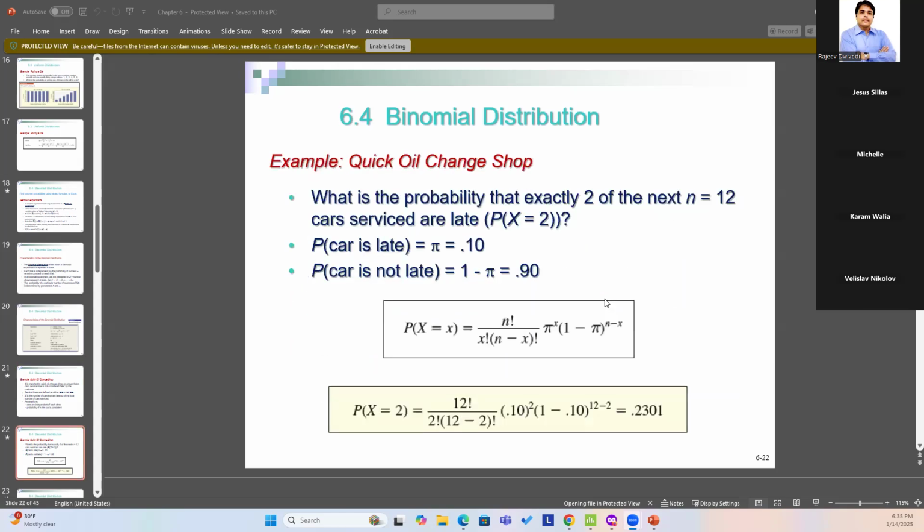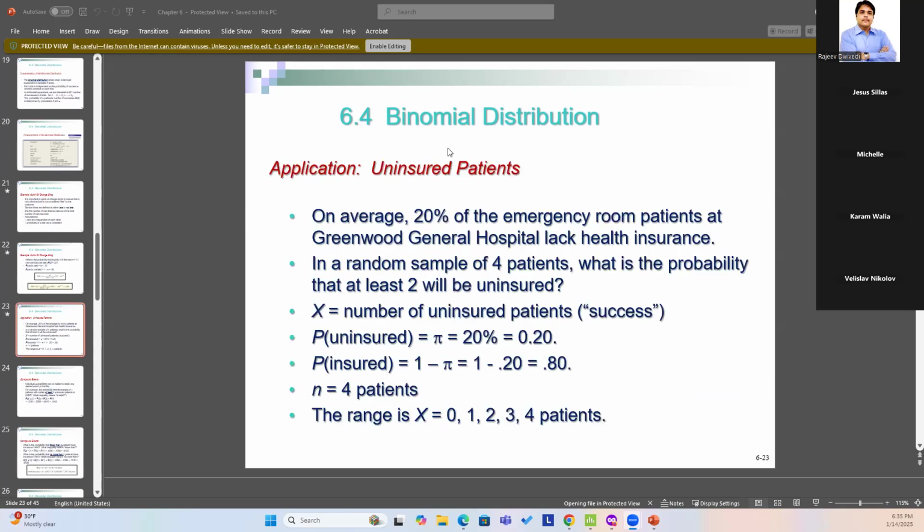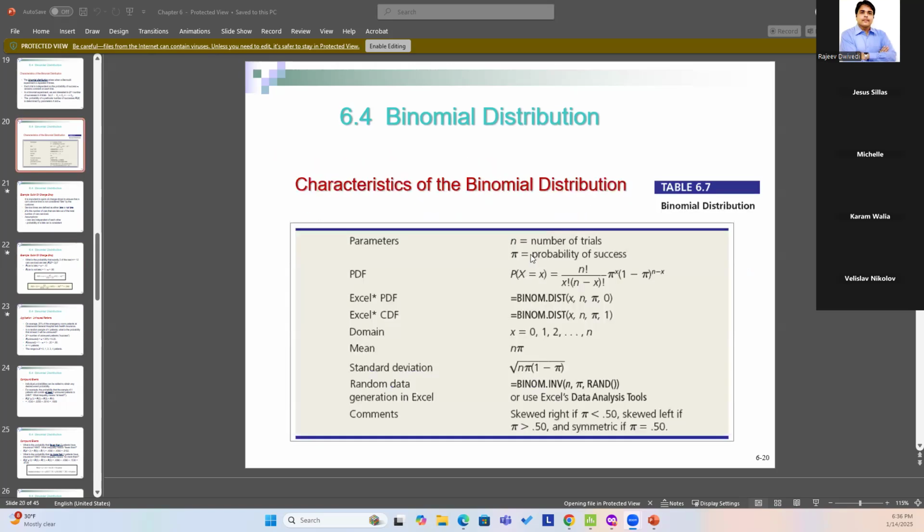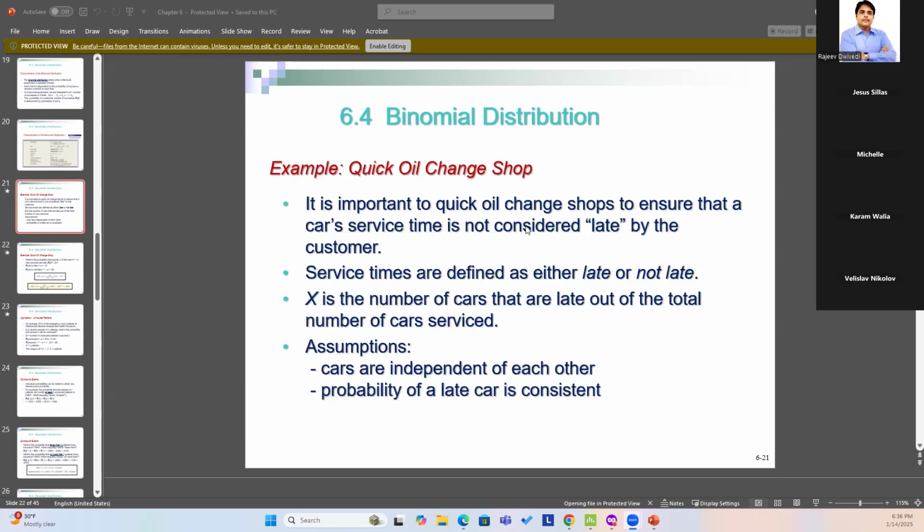Can you see this example? On average, 20% of the emergency room patients at a particular hospital lack health insurance. In a random sample of 4 patients, what is the probability that at least two will be uninsured? At least two will be uninsured. Before that, I would like to go into this, because that is a cumulative probability.